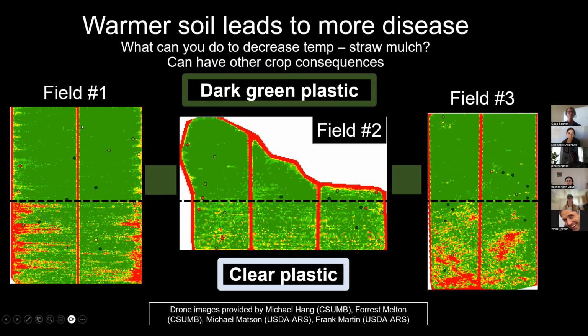These are a couple maps where they mulched with a dark green plastic, which really kind of rejects the heat, versus a clear plastic, which causes that greenhouse effect and really warms the soil. And everywhere that's red is basically a dead plant. So highly lethal under very warm soil conditions and disease, but not as bad under cooler conditions.